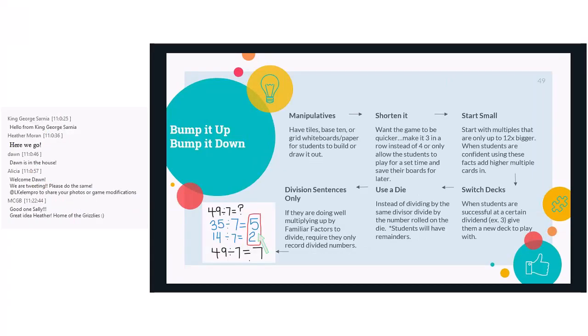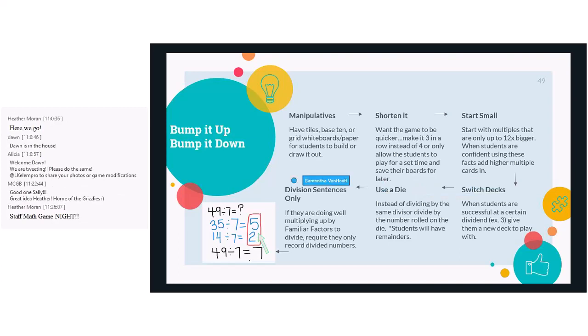So if the game is not over, then have one student save the board. It will keep them interested. When students are confident with smaller decks, then bump them up to a fuller deck. Another change you could implement is switching the multiples decks. To make it more challenging, you could use a die to determine the divisor. This will give students a different number to divide by each time. This will leave students with some remainders.